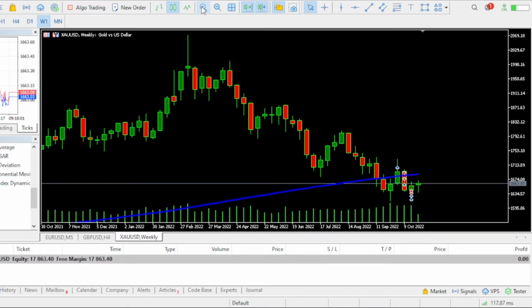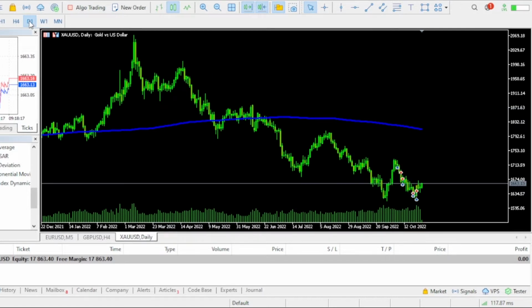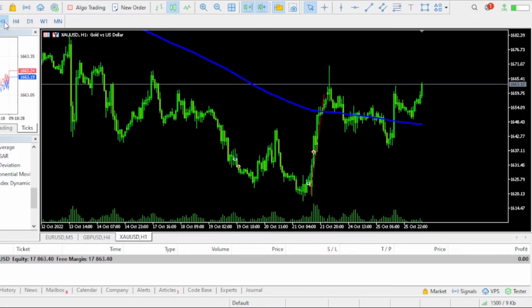So now on the weekly time frame, we can see that we're in the downtrend because the market is below the 200 period moving average. So now on the daily, we're in a downtrend. Everything is below the 200 period moving average. The same thing on the 4 hour is below the 200 period moving average. On the 1 hour is above the 200 period moving average.